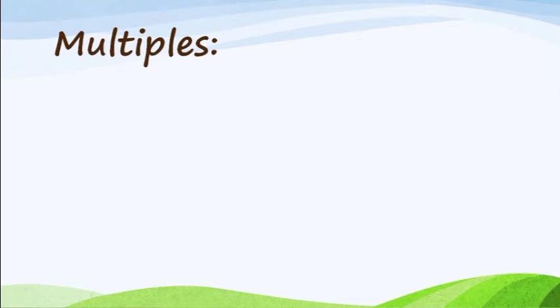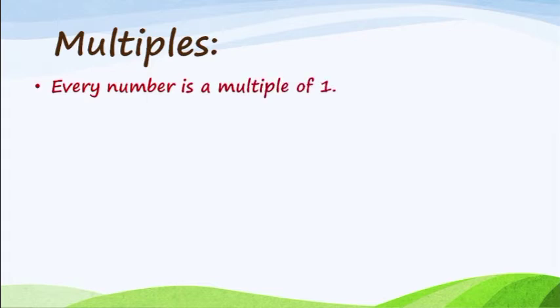Now comes the opposite of that, that is multiples. Let us have a look at multiples. First property, every number is a multiple of 1. You can also consider the difference between one another. Earlier we learned in factors that 1 is a factor of every number. Now every number is a multiple of 1. If you multiply any number with 1, you get the multiple value as that number itself.